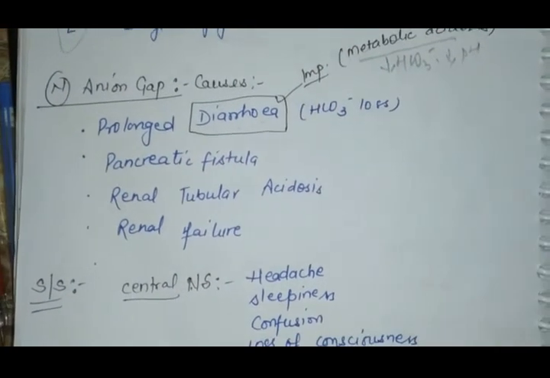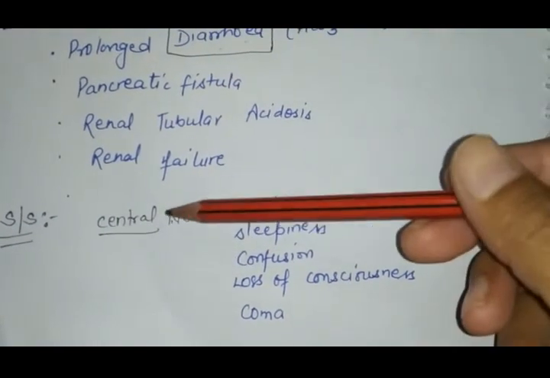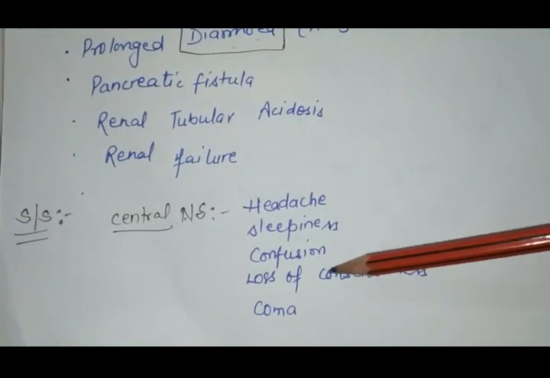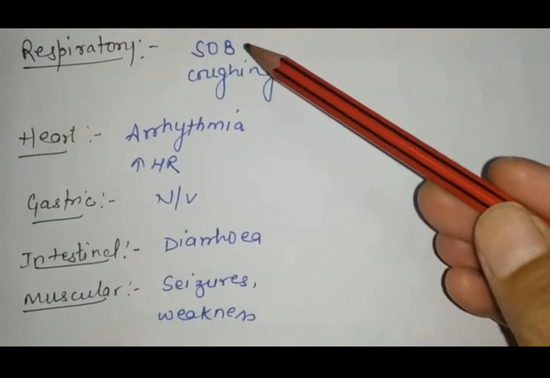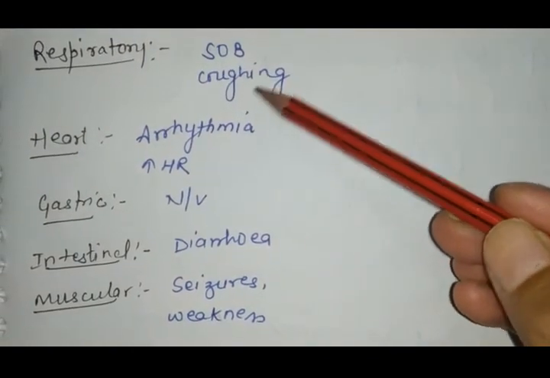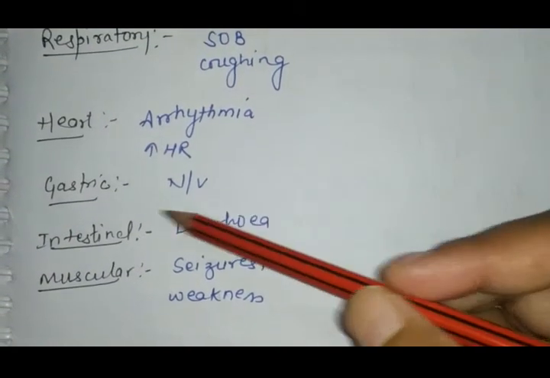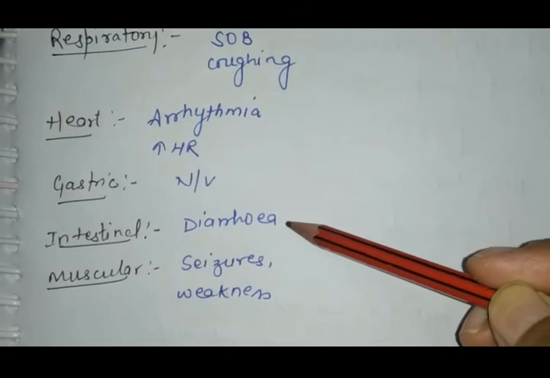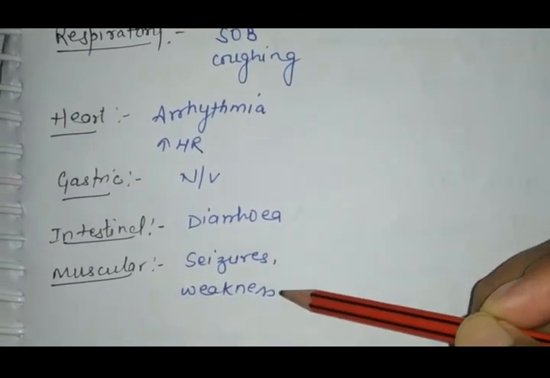Now we will see the signs and symptoms related to metabolic acidosis. In the central nervous system, the person may suffer from headache, sleepiness, confusion, loss of consciousness and coma. In respiratory, there may be shortness of breath, coughing. In the heart, there will be arrhythmia, increased heart rate. In gastric, there may be nausea, vomiting. Intestinal, the person may have severe diarrhea. And muscular, because of electrolyte imbalance, there may be seizures and weakness.